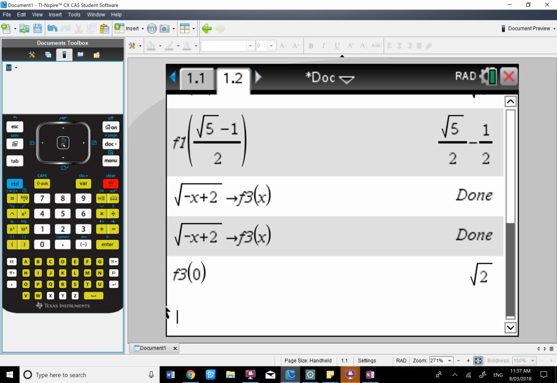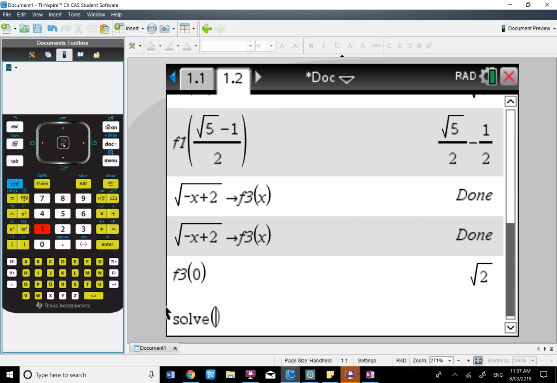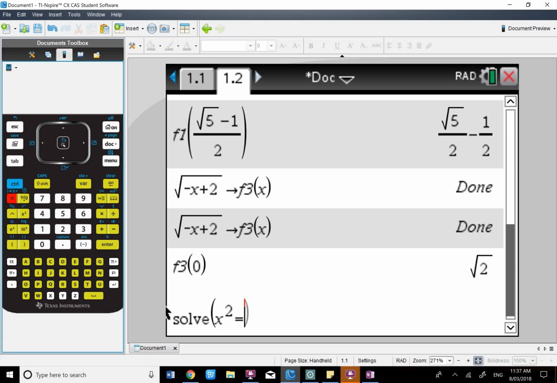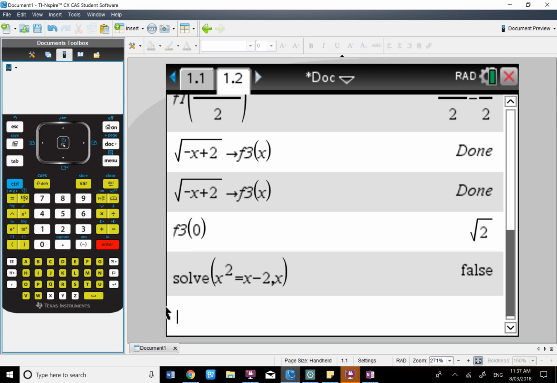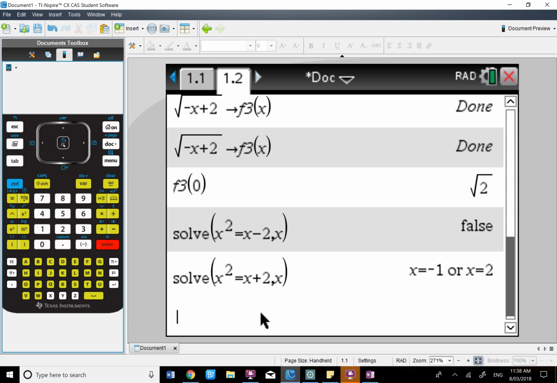maybe it's a bit too early to talk about that. Well, if you want to solve an equation, Menu 3-1, and for example, we want to solve x squared equals x minus 2, comma x. I want to solve for that. It's not working, so how about plus 2? Oh, the wrong direction. It's a plus. Yeah, I can have two solutions here, right?